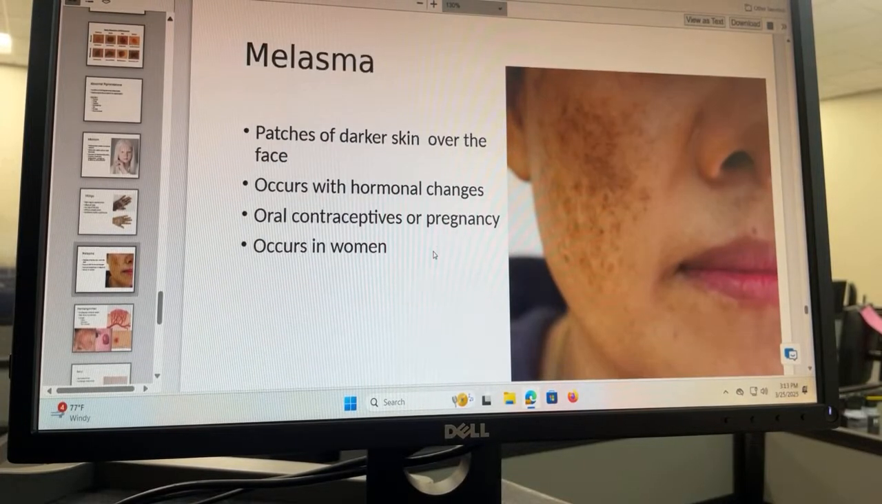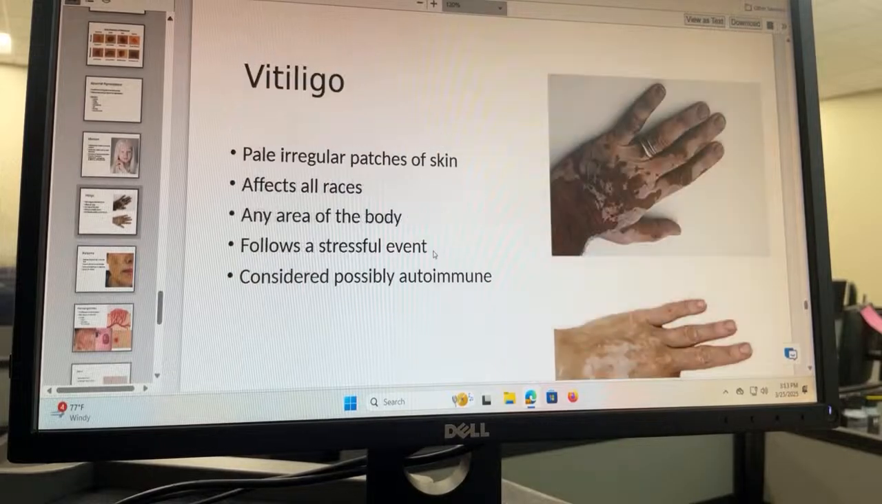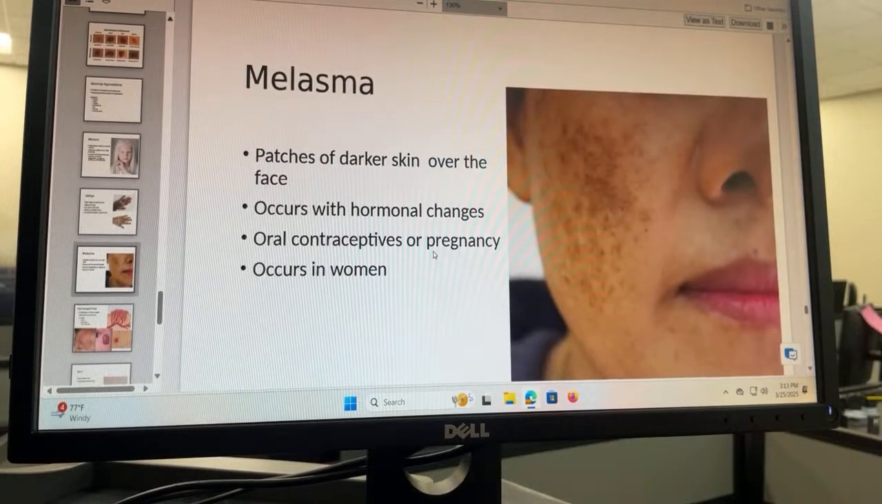Now melasma is kind of the opposite of vitiligo, where vitiligo is a pale patch. Melasma is the opposite, so it's like a darker patch that occurs. So like the melanocytes are overproducing melanin on these patches. So it occurs on the face.